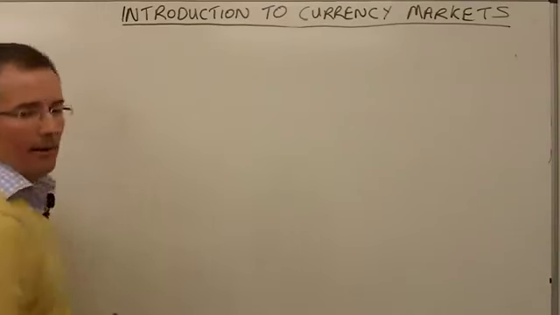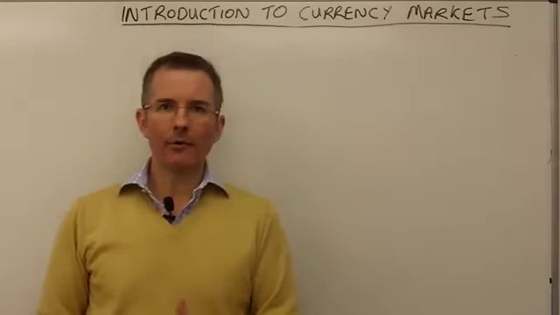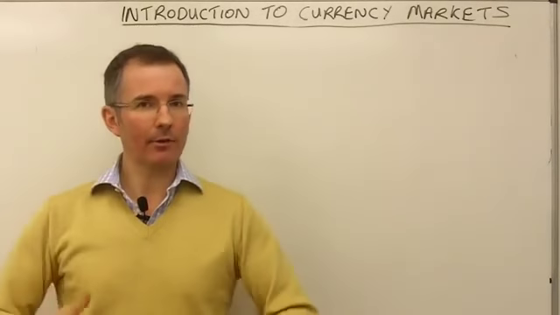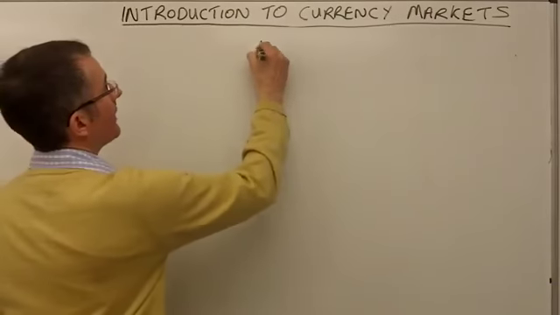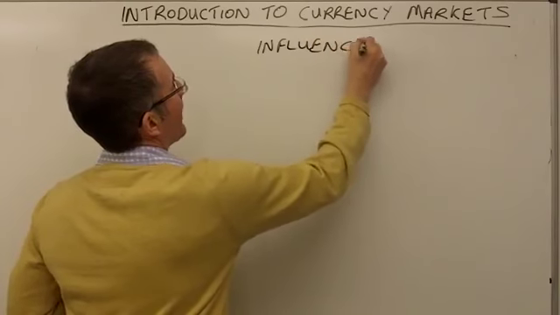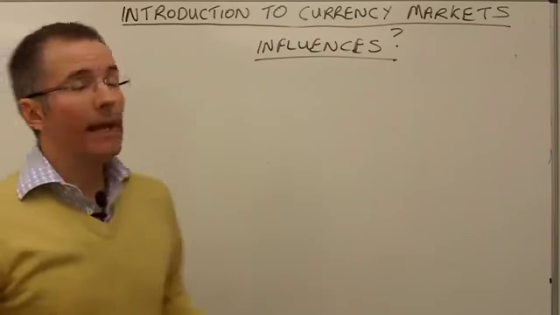It's all very well saying, well, I now know roughly what it means to buy and sell US dollars using sterling, for example, but why would I? If I was looking to trade, what influences the price of a currency or the exchange rate? And the answer is there are many factors. So what are the influences on a currency pair?